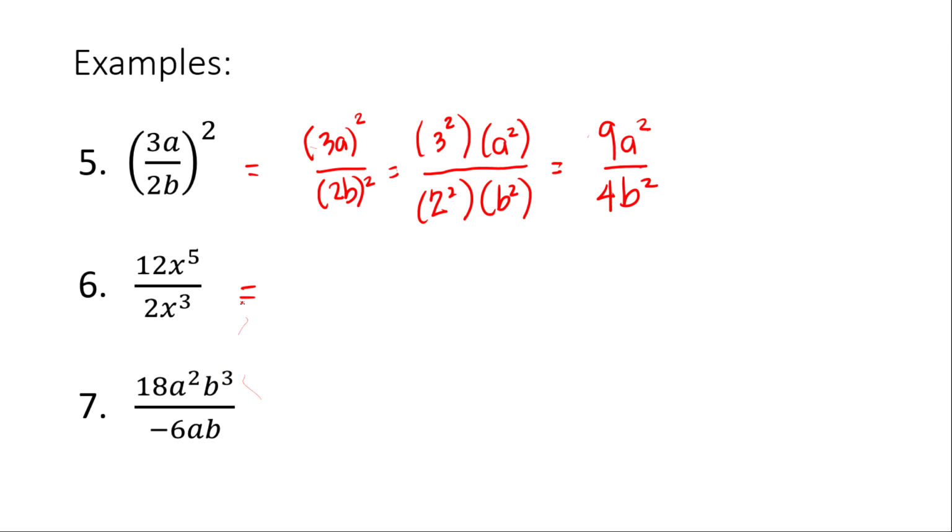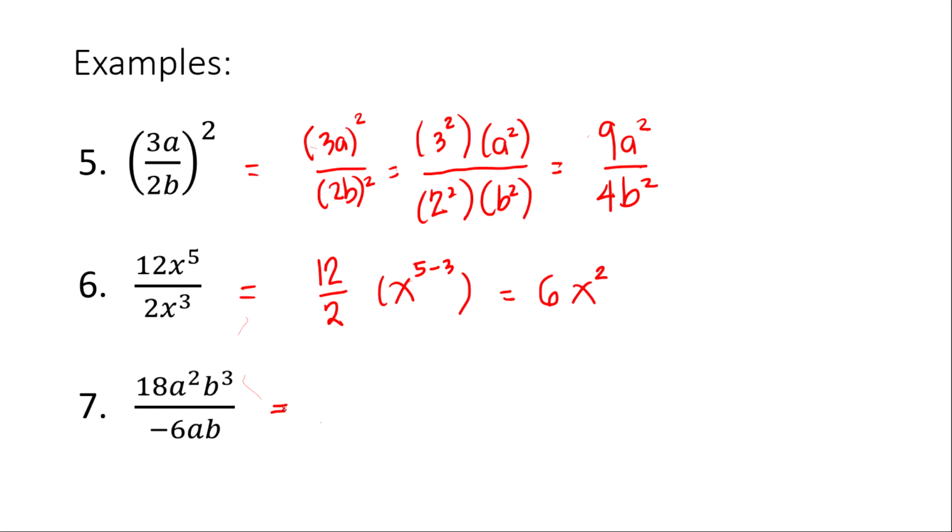Next, we have 12x to the 5th power divided by 2x to the 3rd power. So, i-divide natin yung mga numerical coefficients, and then for the variable x, isusubtract natin yung kanyang mga exponents, which is 5 minus 3. So, our final answer will be 6. X will now have the exponent 5 minus 3, which is 2. So, ang final answer natin is 6x squared.